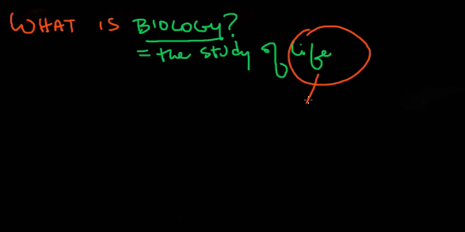But what exactly is life? And how would we define it? How do we define something that is alive or isn't alive? And this is a question that scientists and biologists really struggle with because it doesn't seem to be such a simple answer. There seem to be a lot of exceptions.